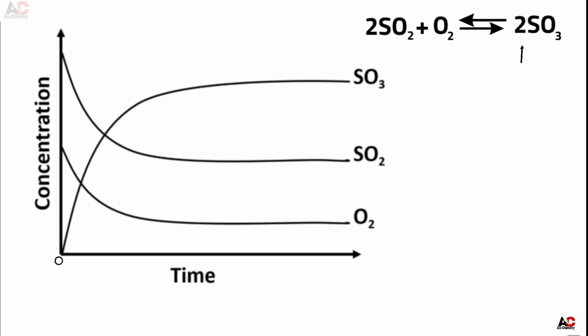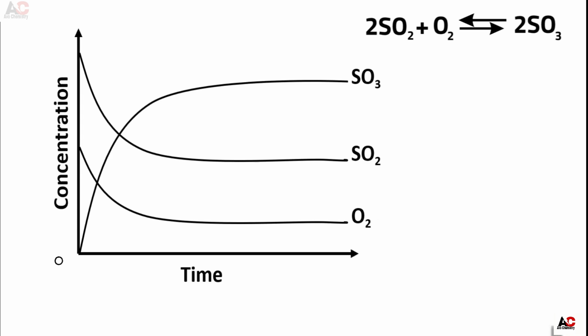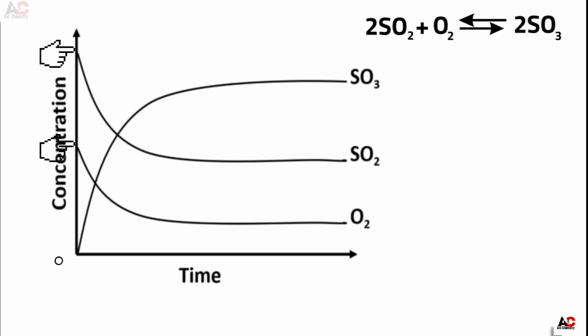So the ratio of the two reactants is 2:1. The concentration of SO2 is more as compared to O2. That shows in the graph. You can easily observe that the SO2 concentration is greater than O2. And SO3 is at 0. That shows there is no SO3 at the start.